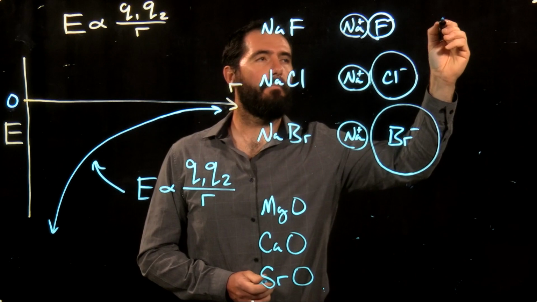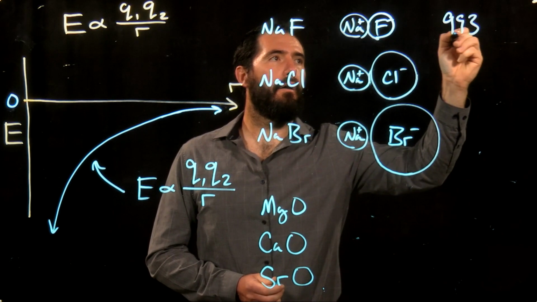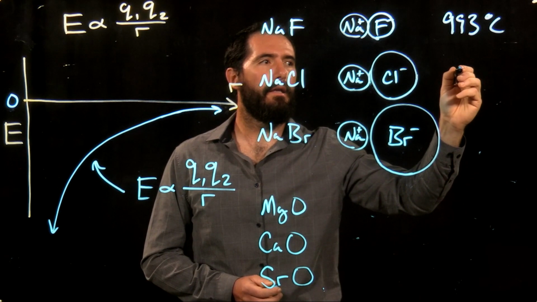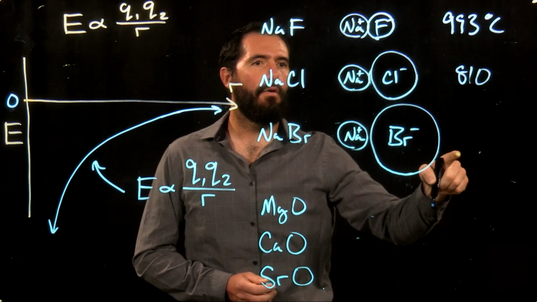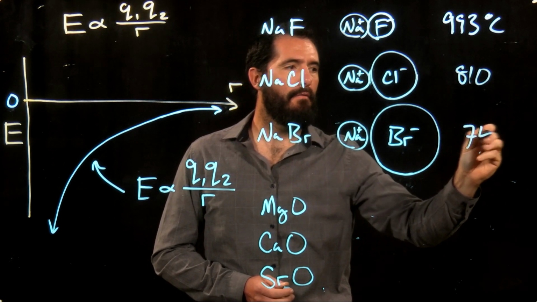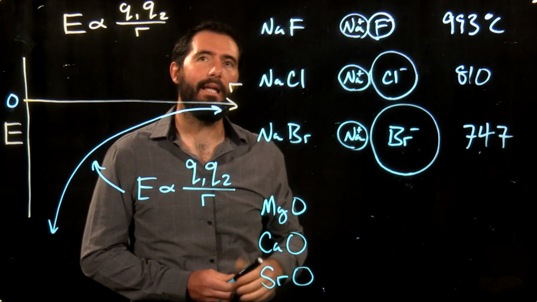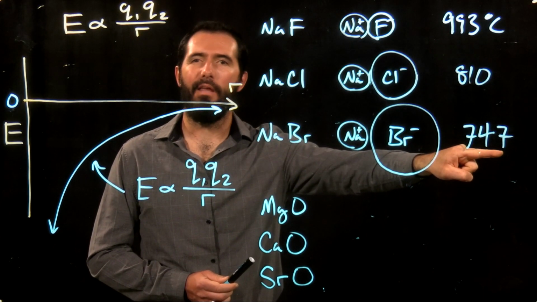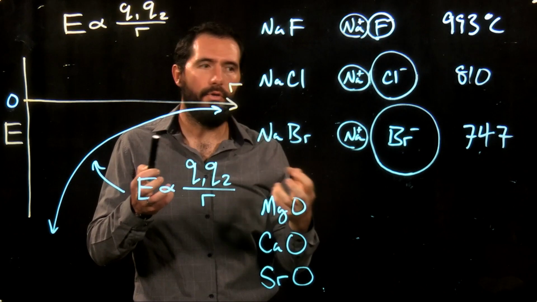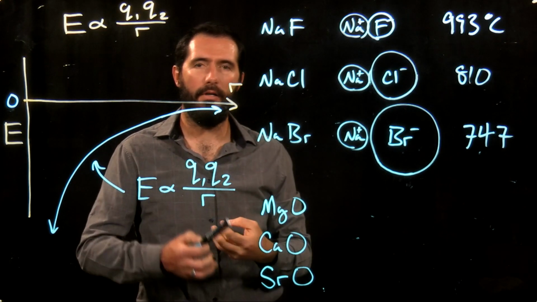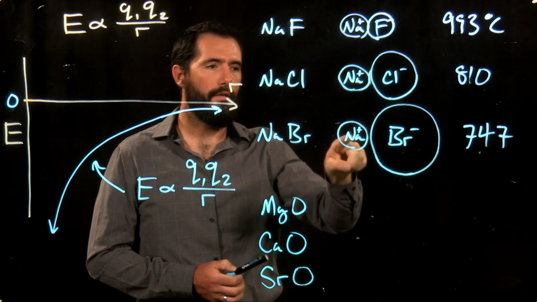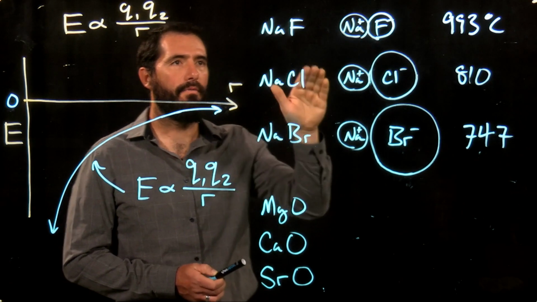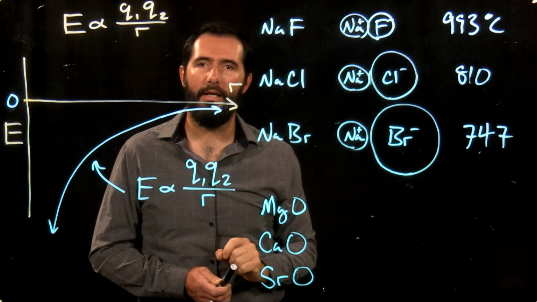Sodium fluoride has a melting point of 993 degrees Celsius. Sodium chloride is 810 and sodium bromide is 747. What we see is that as the radius increases, the temperature required or the energy required to rip those two ions apart and allow them to move freely is decreasing because the strength of this interaction decreases as the radius between them increases. That's for a series of 1+ and 1- ions.